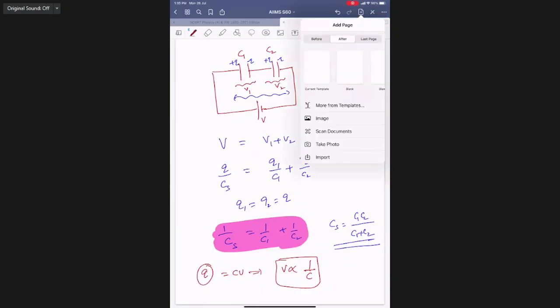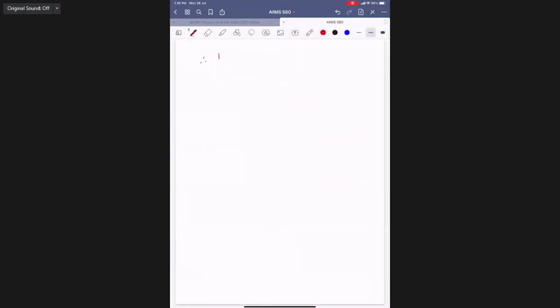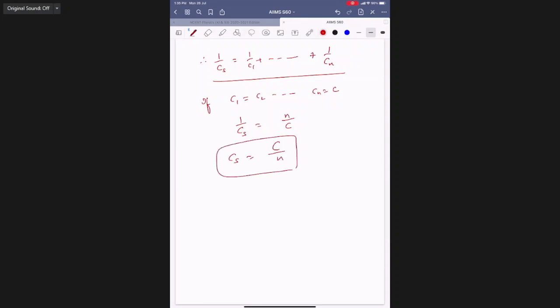Got it? So therefore we can say 1 by C series is equal to 1 by C1 plus so on, n number of capacitors. If C1 equal to C2 equal to Cn, everybody C, then 1 by C series is n by C, or C series is C by n. Yes, sir. Effective capacity will decrease, na?